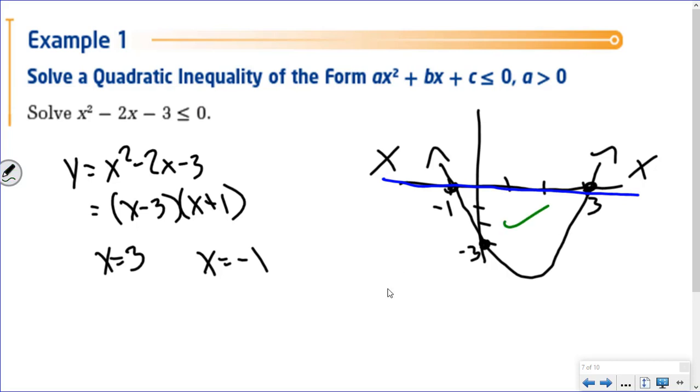So again, the way that we're going to describe that is x is an element, but this time, because we have that equals-to symbol, we're going to use our square brackets to say that it can be -1 and it can be 3. So they are the numbers between -1 and 3, but they also include -1 and 3.